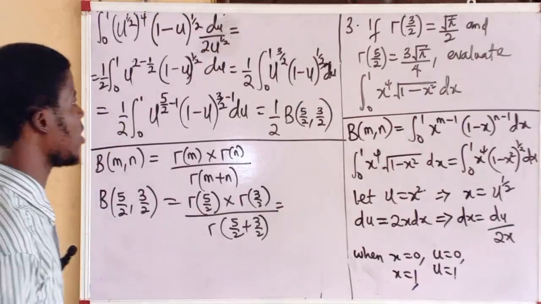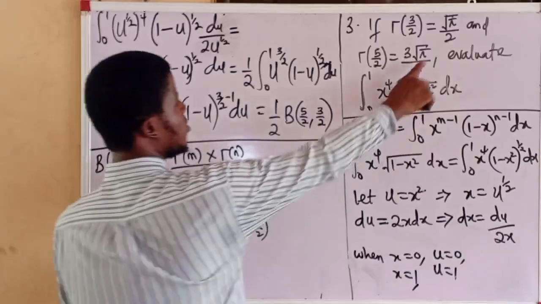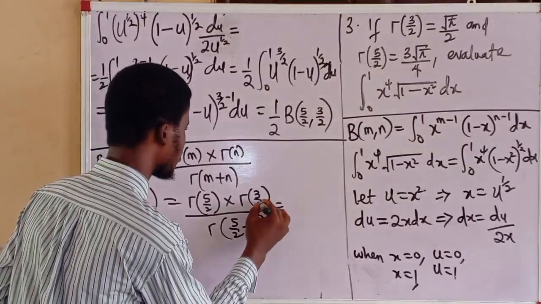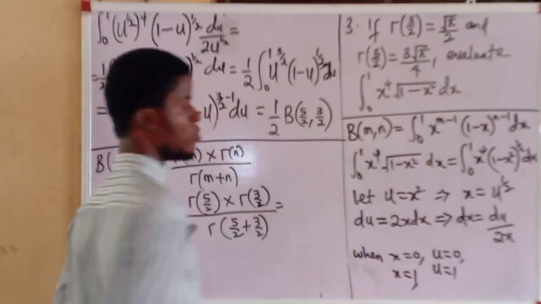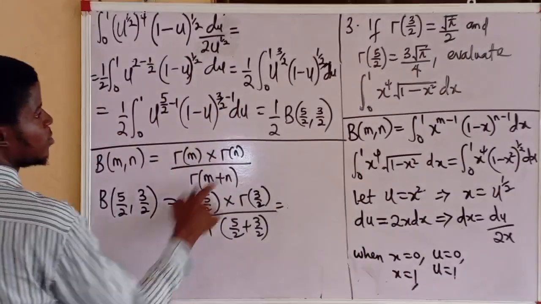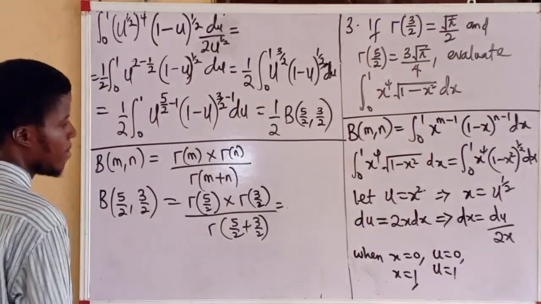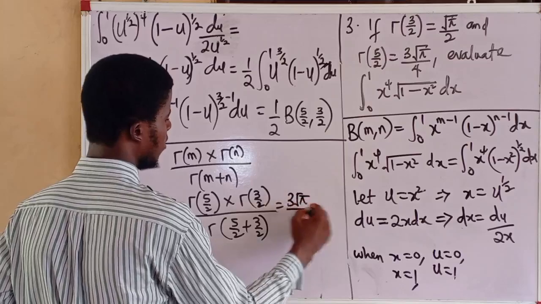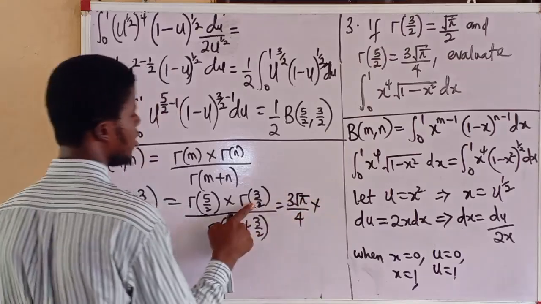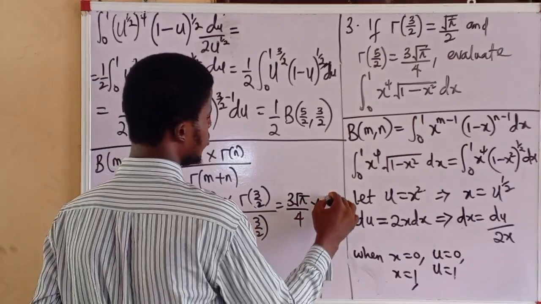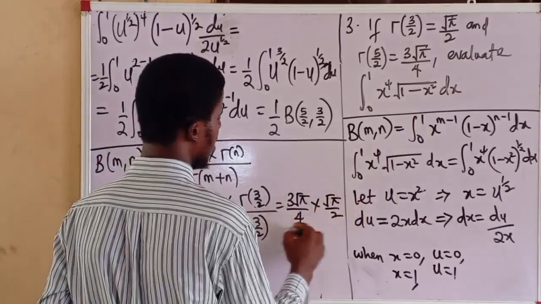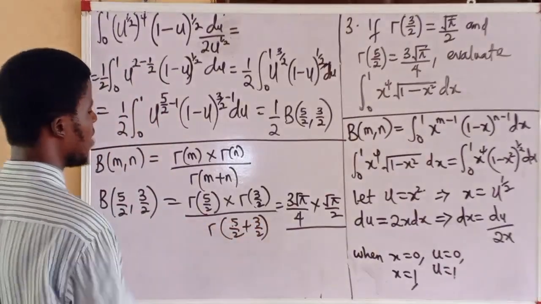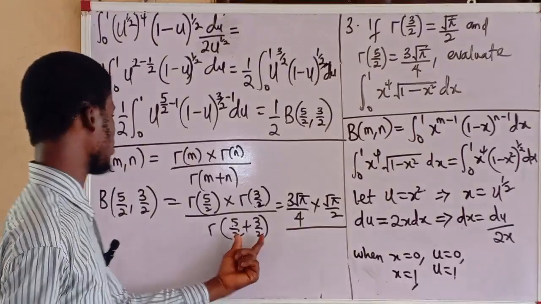No wonder they said gamma of 5/2 is 3√π/4. Can you see? And gamma of 3/2 is √π/2. So gamma of 5/2 is 3√π/4. Okay, that's 3√π/4 times √π/2, divided by 5 plus 3 is 8. 8 divided by 2 is 4. So the sum of everything here is 4.